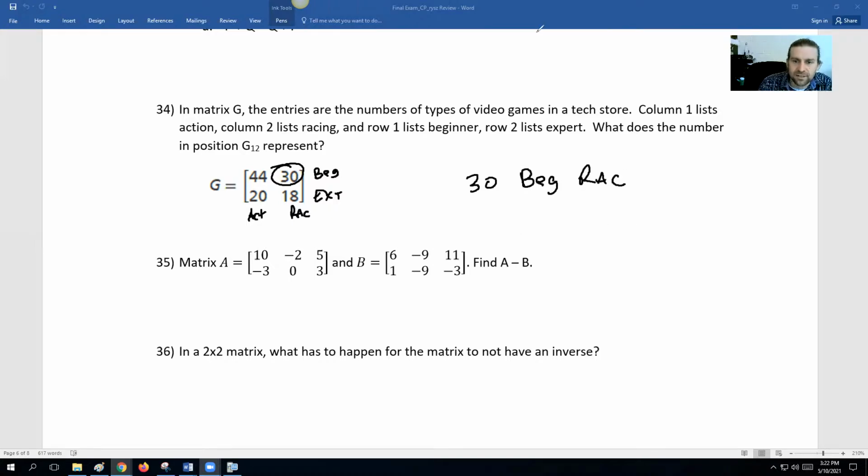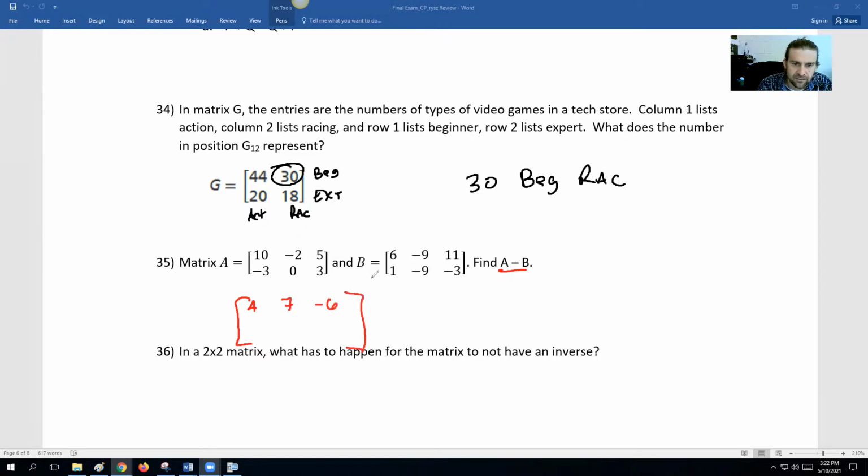All right, next, if we're subtracting matrices, we just got to be careful of the order, A minus B. So we're going to take element A, subtract element B. So 10 minus 6 is 4. Negative 2 minus negative 9, that's 7. 5 minus 11 is negative 6.